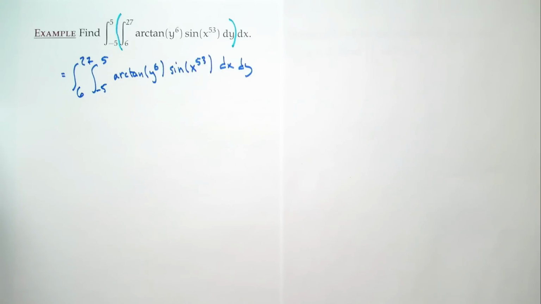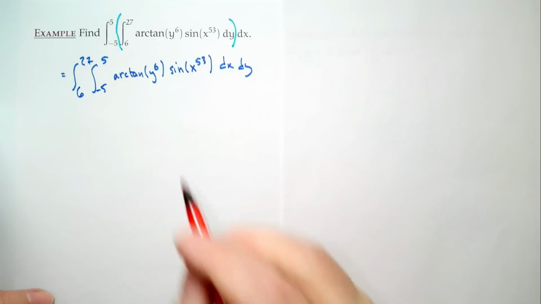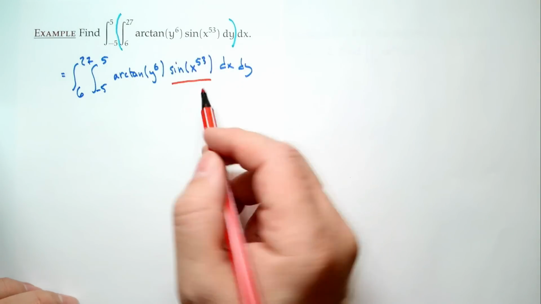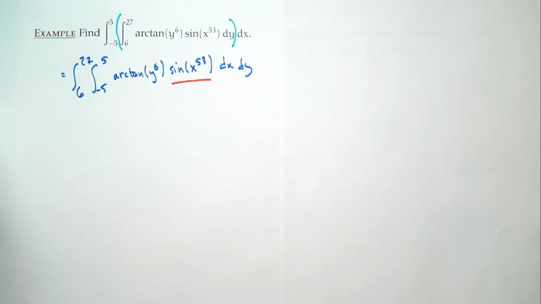Well, sine of x to the 53. If we were back in Calc 1, we'd say maybe it's just like cosine of x to the 54 over 54 or something. No, that doesn't work. Sine of x to the 53 is a very weird function, very peculiar. It's unusual. Not the kind of function you see every day. It's strange.